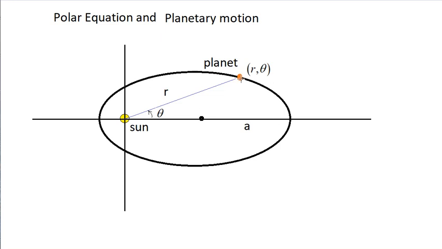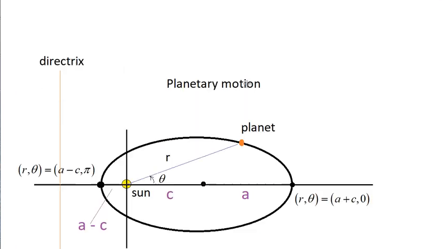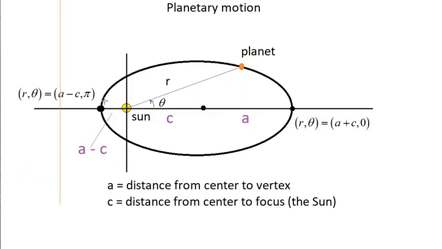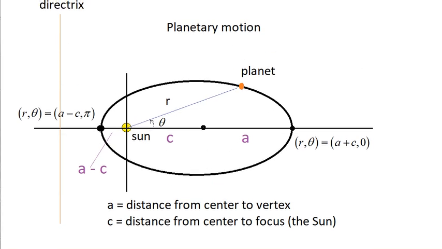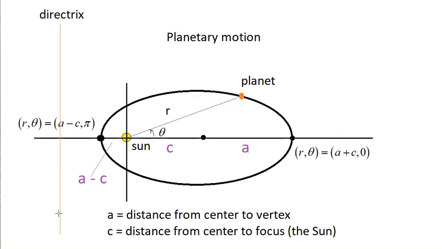And then when the planet's right here, then the angle theta is this angle right here. Then the distance from the planet to the Sun will be r. And then this point will be r, theta. And what we want to do is find the polar equation for this ellipse. Since we have this type of ellipse, then we know that the directrix has to be over here.